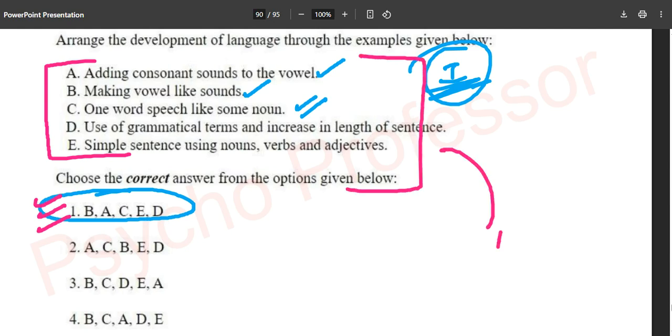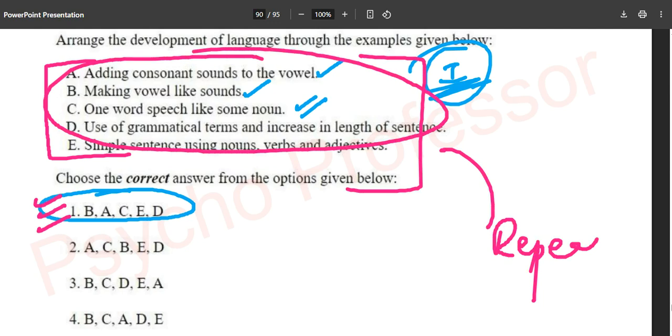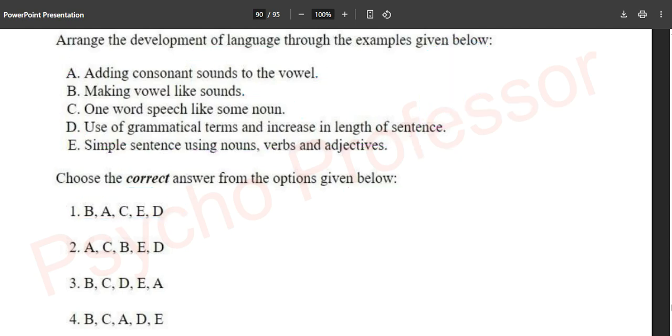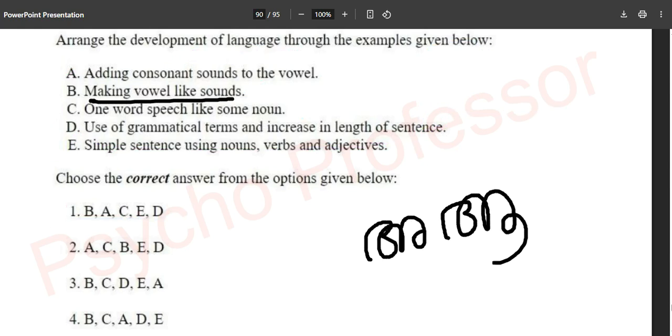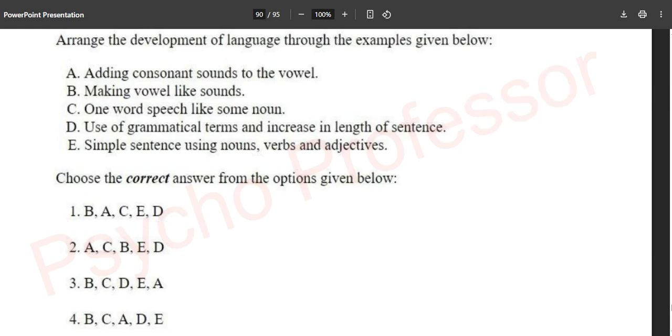This question will definitely repeat. They have asked the long-form question over here. Now they will ask what is cooing, what will come first: cooing, babbling, one word, and things like that. But the main thing is, firstly you will make vowel-like sounds, and then later on you will start doing consonants and all those things. So the correct answer over here is option number 1, BACED.